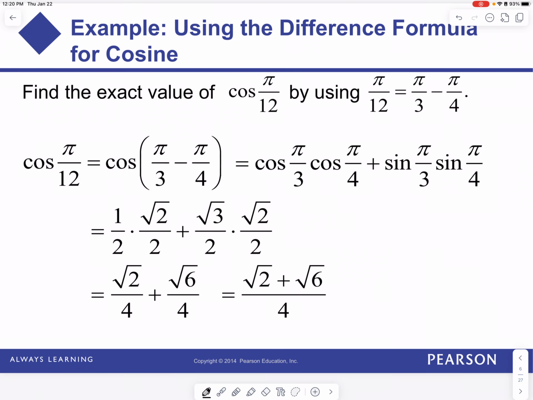And here's a typed version of what we just experienced. Cosine of pi over 12 is cosine of pi over 3 minus pi over 4. So we apply the difference formula for cosine: cosine of pi over 3, cosine of pi over 4, plus sine of pi over 3, sine of pi over 4. I think those are good, and we got the same result.